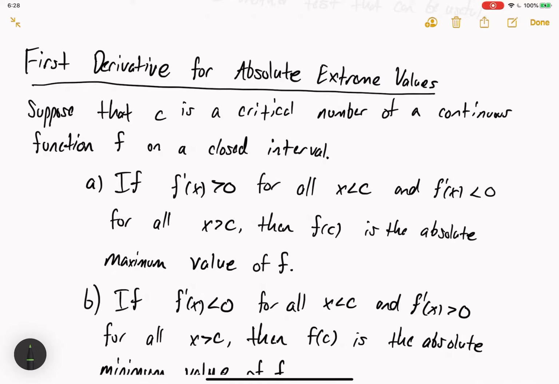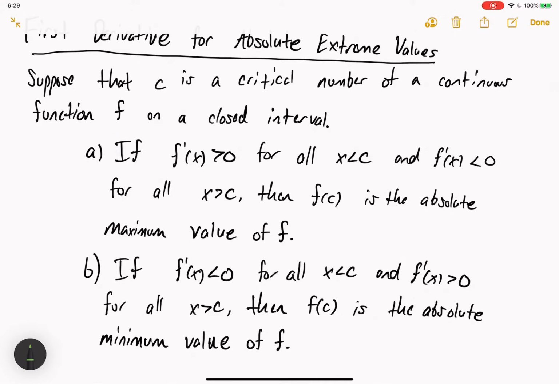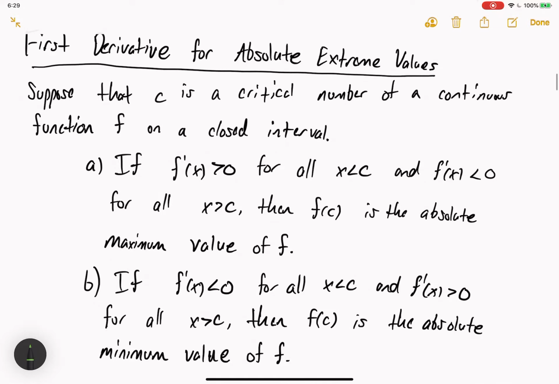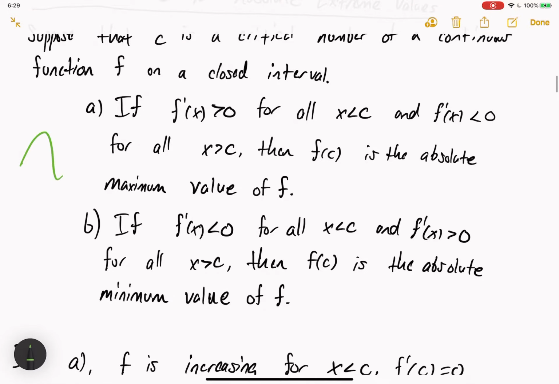Suppose that c is a critical number of a continuous function f. It doesn't really matter if it's a closed interval or not, because the closed interval method would still apply, but typically the fact that it's a closed interval is not so important here. What's important is these few properties. If f prime of x is greater than 0 for all x less than c, and f prime of x is less than 0 for all x greater than c, then the graph would look like that, and you would have a maximum value at c.